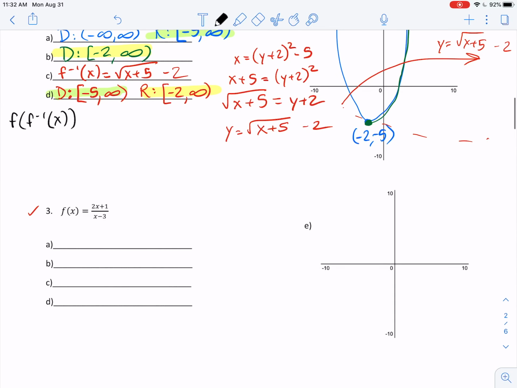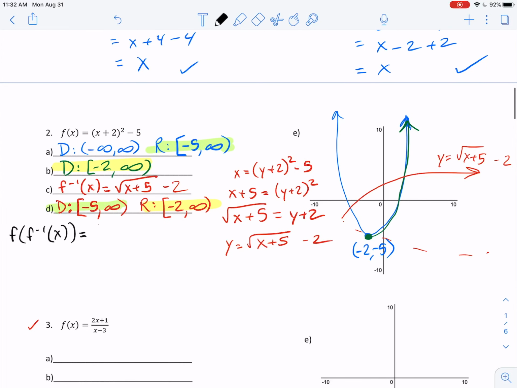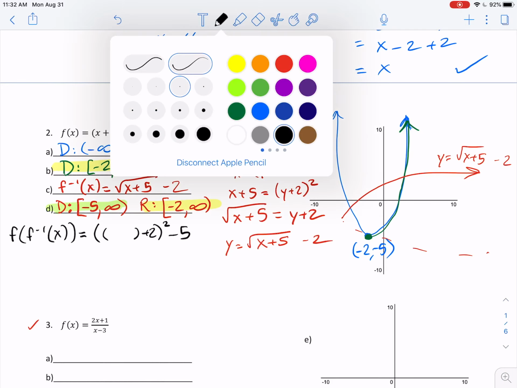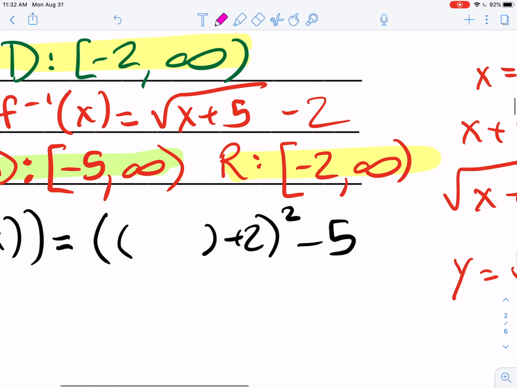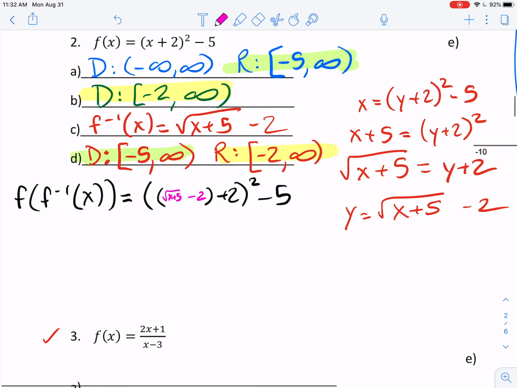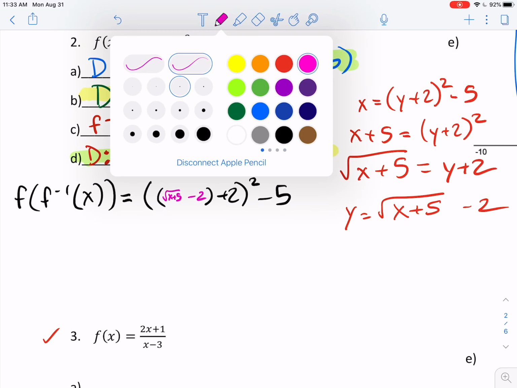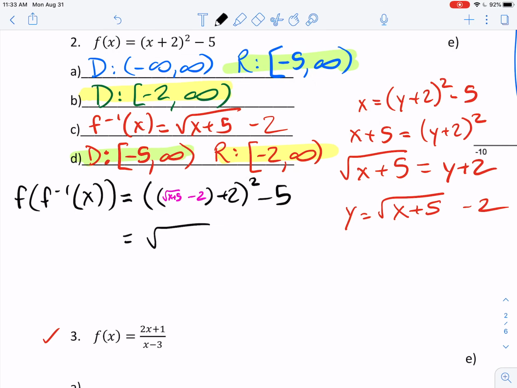Here we go. So f was something plus 2 squared minus 5. And that something that we're going to put in, in pink, is that new inverse function, which we just said was the square root of x plus 5 minus 2. Okay, so now that plus 2 and the minus 2 cancel each other out, and I get the square root of x plus 5 squared minus 5. Square and square root cancel out, I get x plus 5 minus 5. That just gives me x.